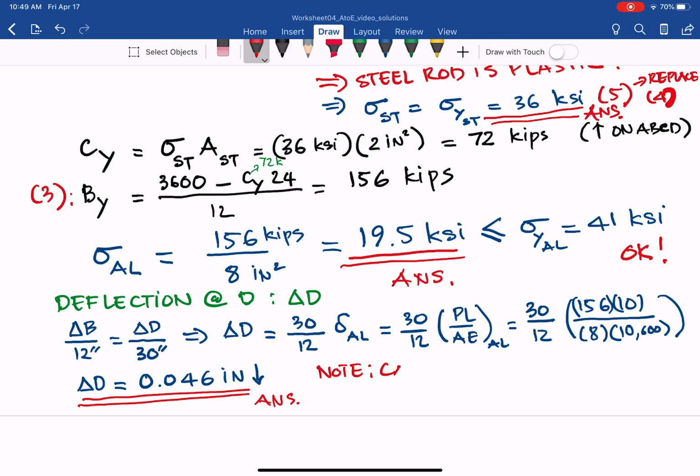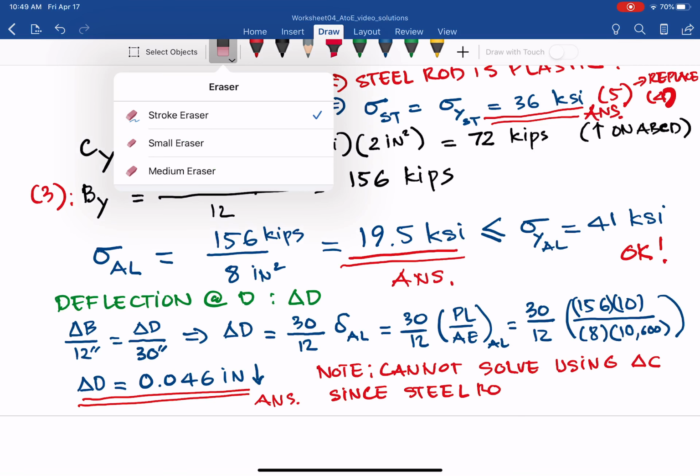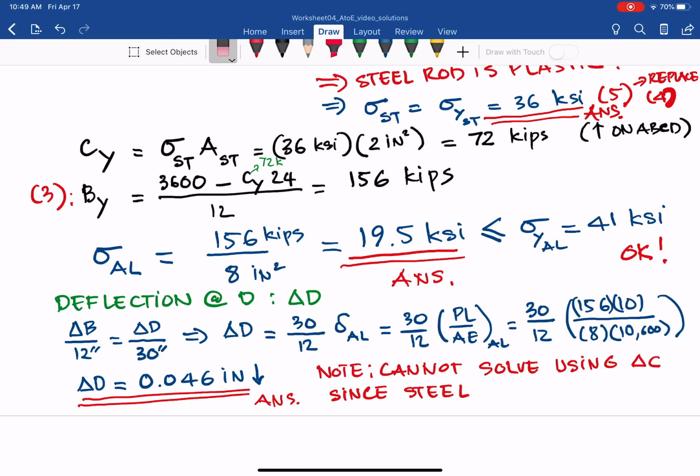Cannot solve using delta C for delta B, right? Since the steel rod is plastic.